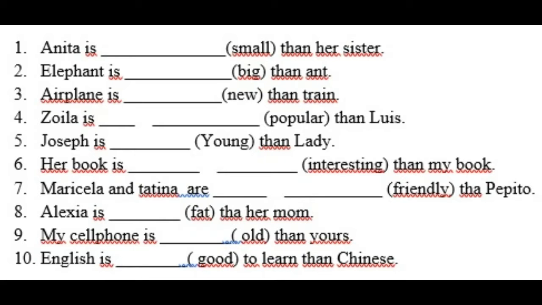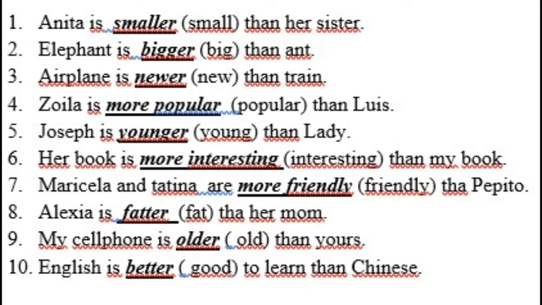Okay, let's check. Anita is smaller than her sister. Elephant is bigger than ant. Airplane is newer than train. Zoila is more popular than Luis. Joseph is younger than Lady. Her book is more interesting than my book. Marcela and Tatiana are more friendly than Pepito.